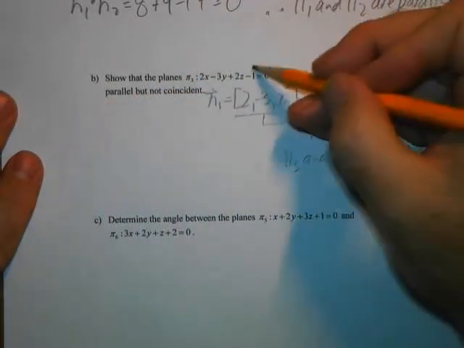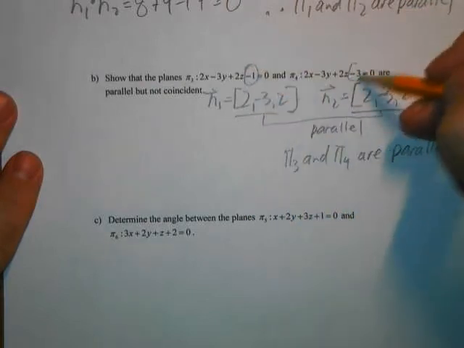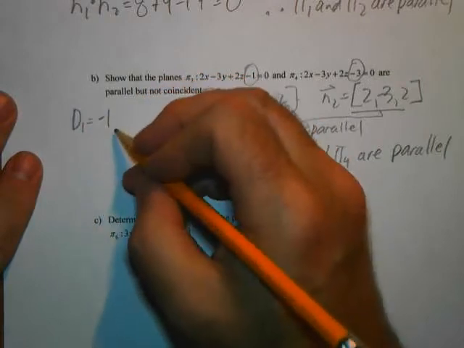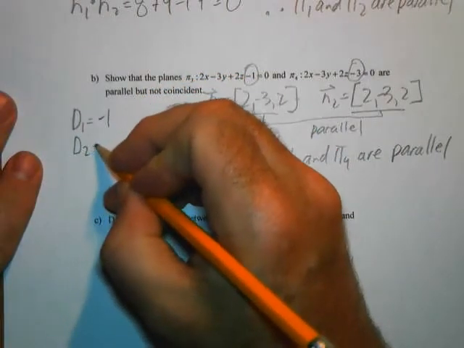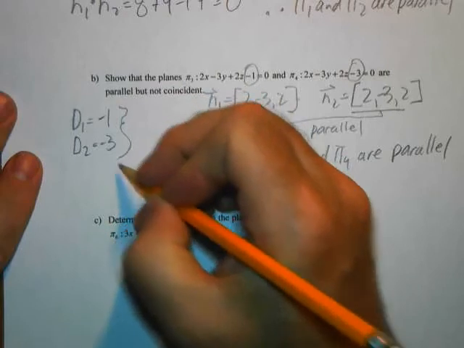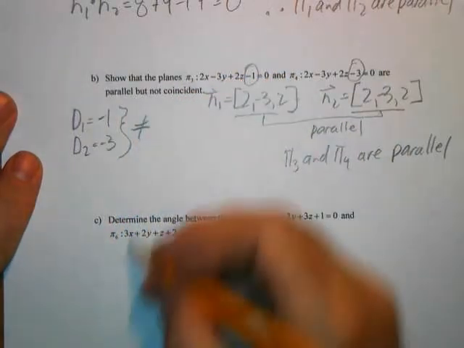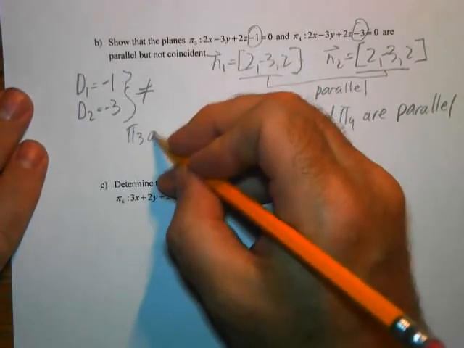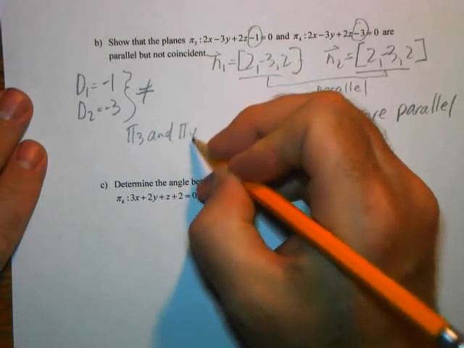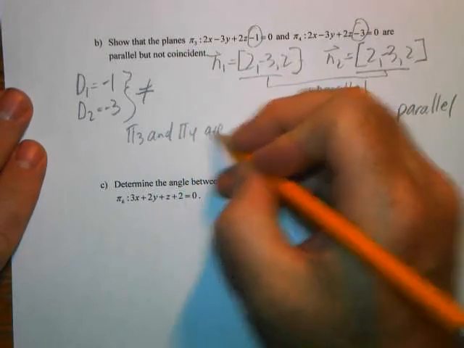So when I compare the D values, circling them here, I get D1 equals -1 and D2 is equal to -3. Well, obviously those are different. Those aren't equal. So therefore, plane 3 and plane 4 are not coincident.